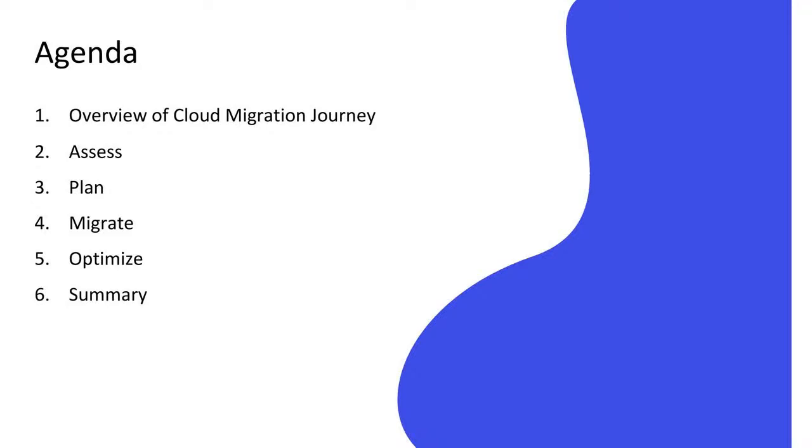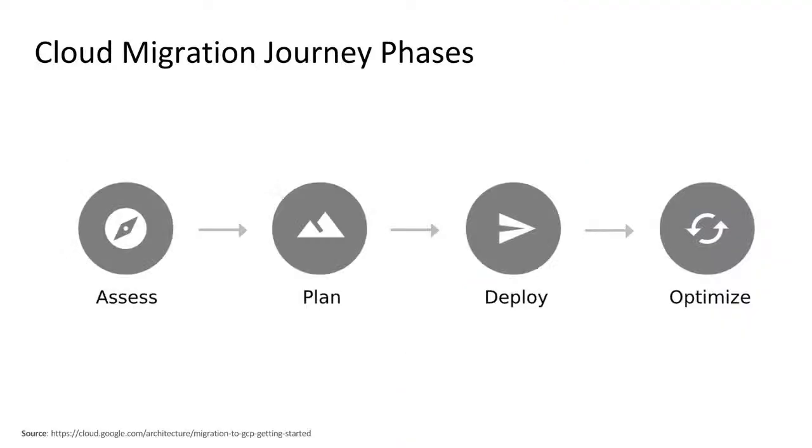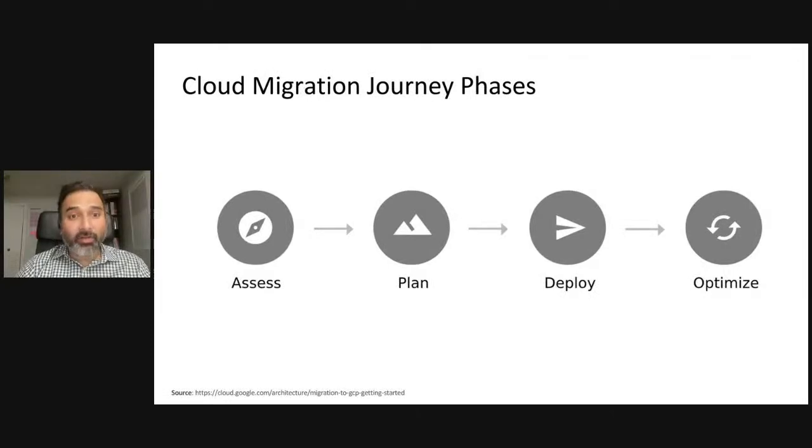If I think about the Google Cloud migration journey, you could think about it in four key phases: assess, plan, migrate, and optimize. So what does this mean? Assess, very simply, is discovering your IT estate and workloads and any additional information that you can use to help define that migration type and effort.